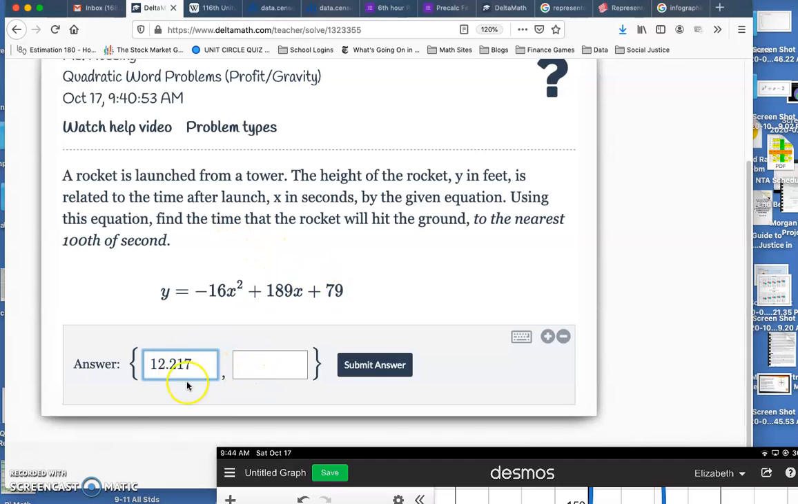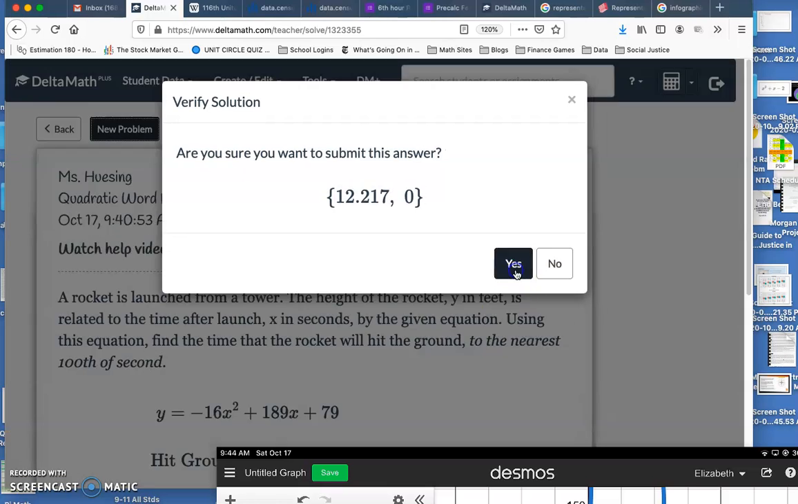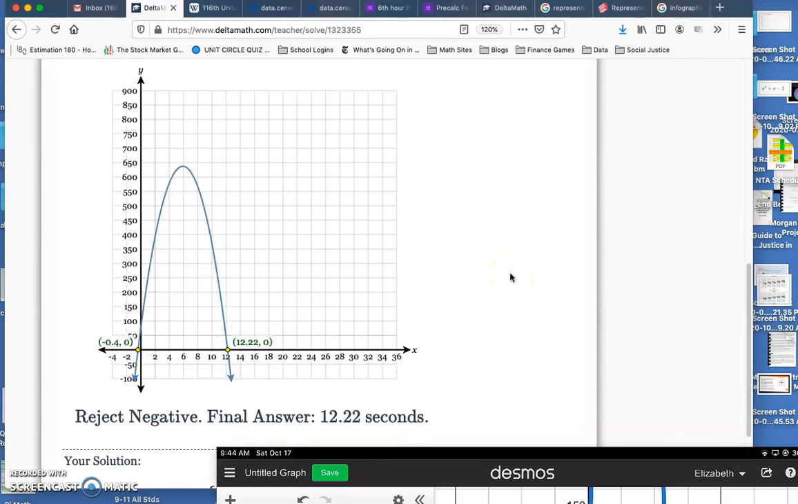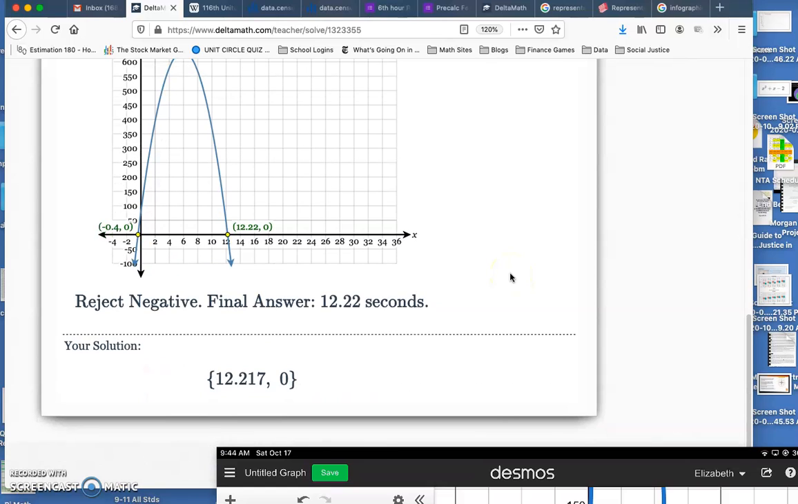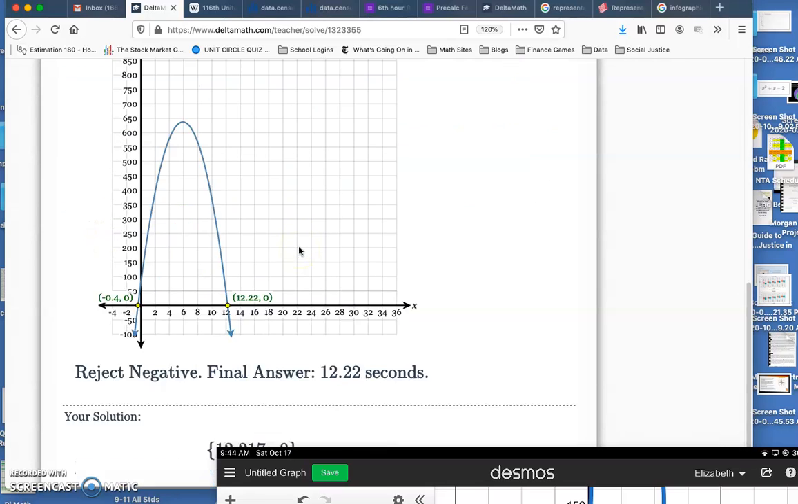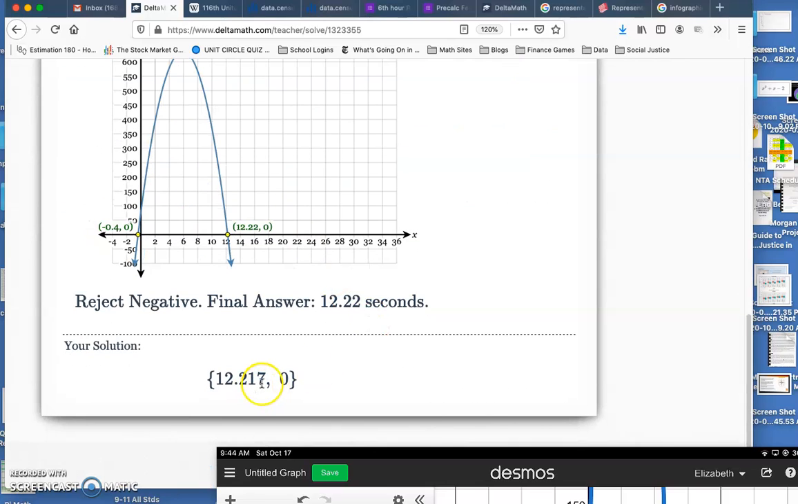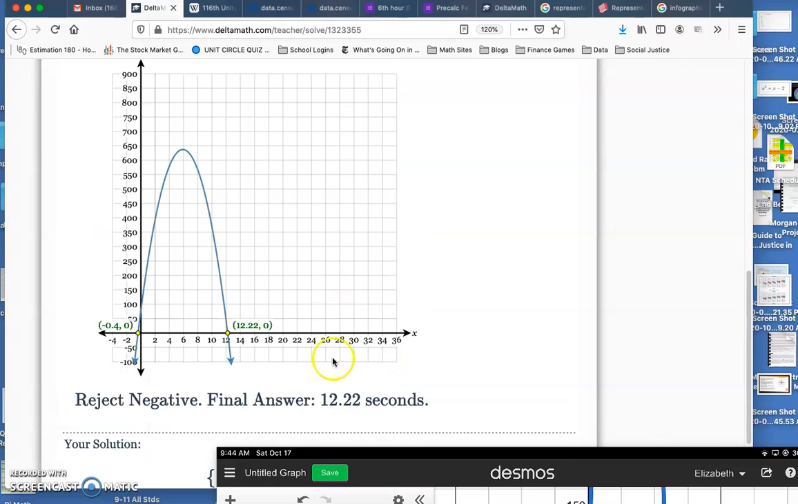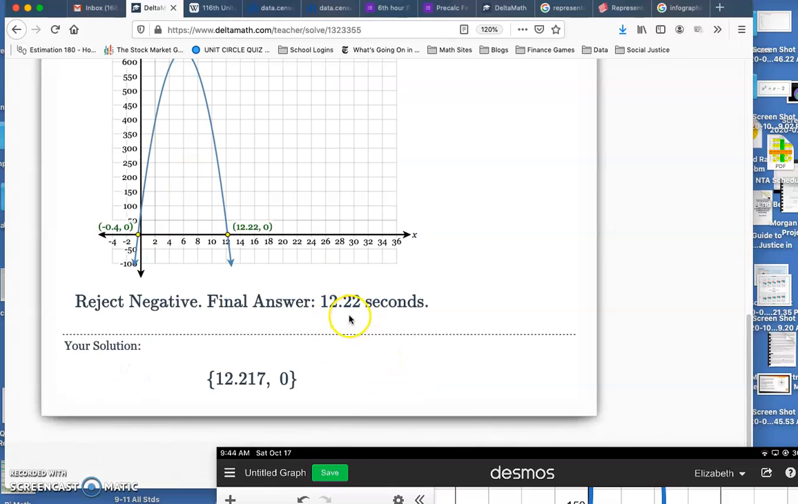And then it looks like it wants us to submit it in coordinates, so then our y value is 0. Oh, and there I messed up, to the nearest hundredths. So I did it to the nearest thousandths, so 12.22. So this is the type, just make sure you understand where you went wrong with your answer. Use what it says here to see if you can figure out what went wrong.